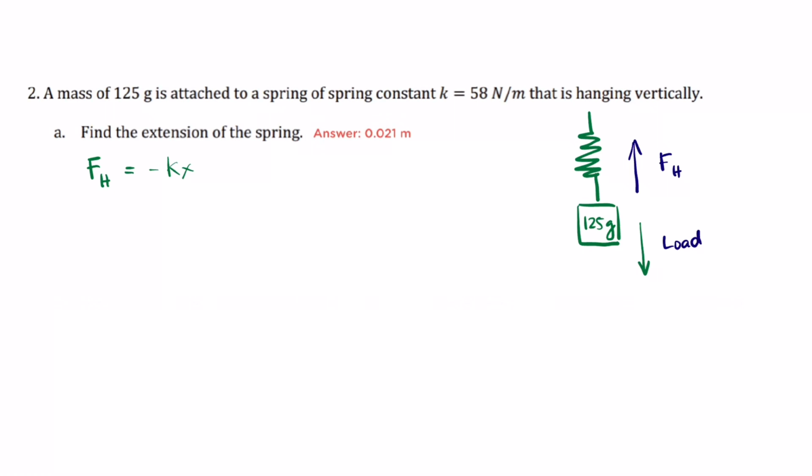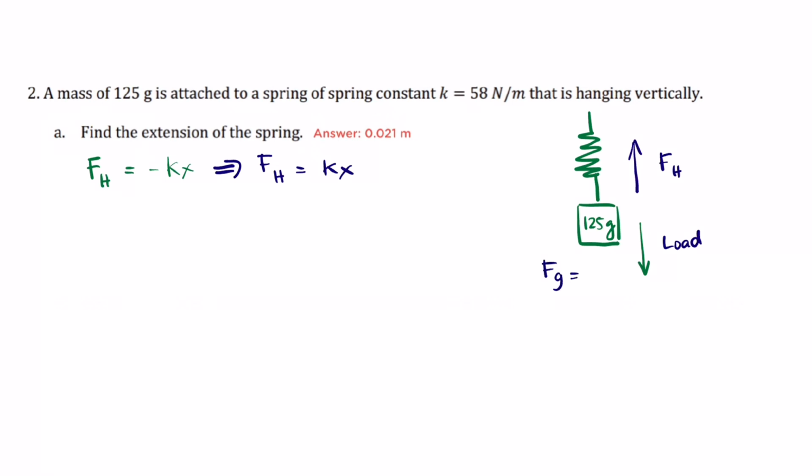Hence, if we are just interested in the extension of the spring, then we could just remove the negative sign. So we will use the equation Fh equals kx. Now, we need to identify our applied force. Once again, our applied force would just be equal to the spring force or the Hooke's law force. In this case, the applied force is equal to the weight of this object.